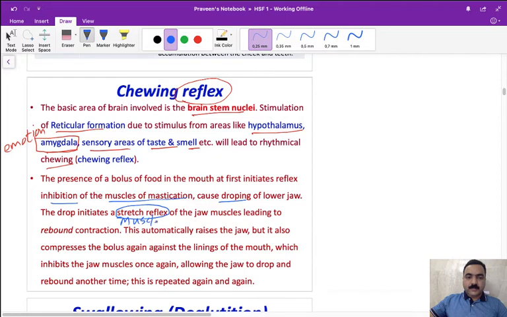The drop initiates the stretch reflex of the jaw muscles, leading to a rebound contraction. This automatically raises the jaw, but it also compresses the bolus again against the inner linings of the mouth, which inhibits the jaw muscles once again, allowing the jaw to drop and rebound another time. This is repeated again and again. That's how it acts as a reflex.